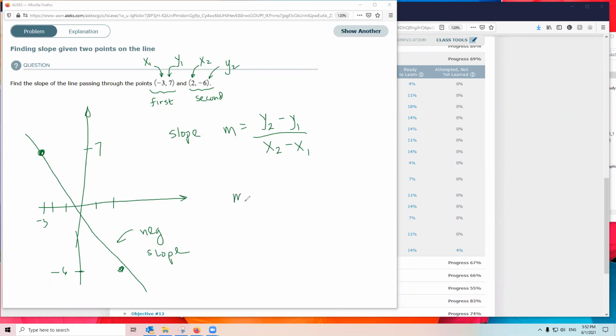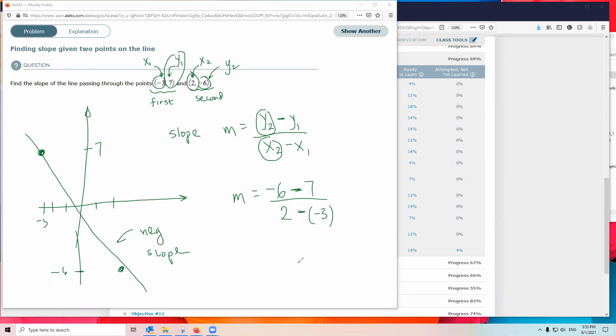Now all I have to do is plug into this formula. By the way, you don't have to memorize this formula. This formula is available to you in the reference packet. All right, let's take a look at the y2 value. Our y2 value is -6 here. The formula says subtract the y1 value. Our y1 value was a 7. We go to the bottom of the fraction. It says go and get the x2 value. Our x2 value is the number 2, and subtract the x1 value, which is a -3.